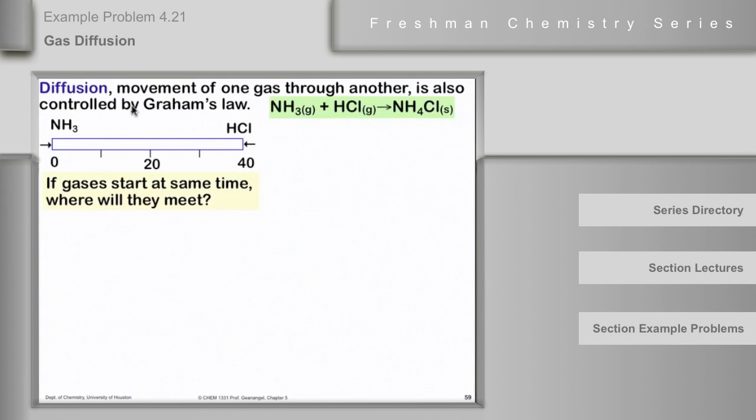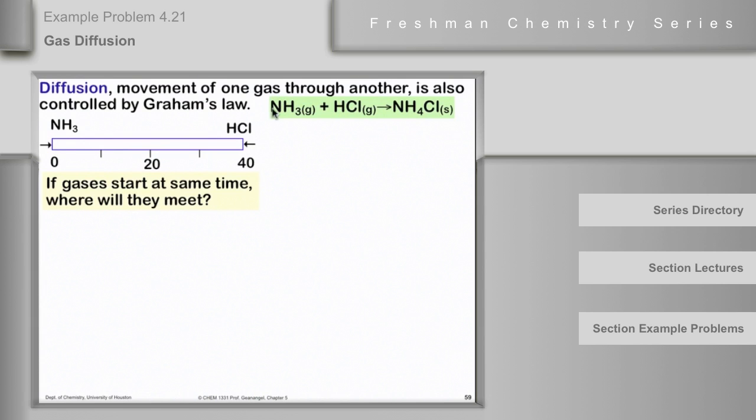Here's the experiment. Now, this is actually diffusion, but diffusion goes by Graham's law as well. So we have a 40-centimeter glass tube with graduations on it, and there's a cotton plug in each end, and simultaneously ammonia water and dilute HCl are injected into the cotton plugs.